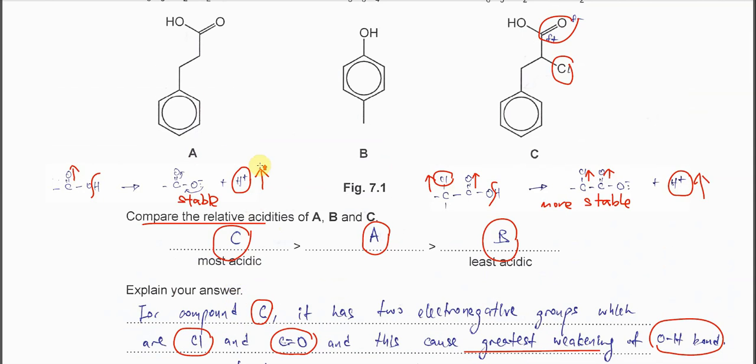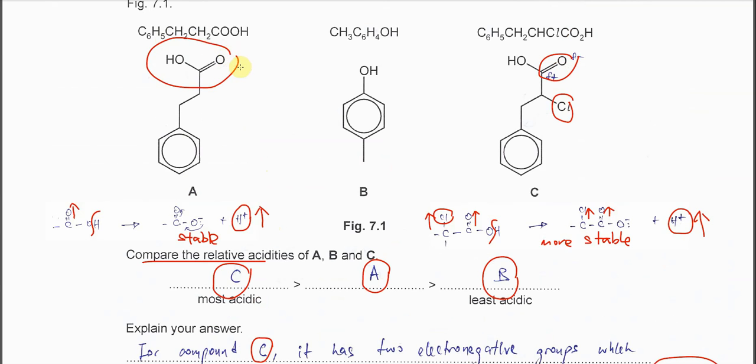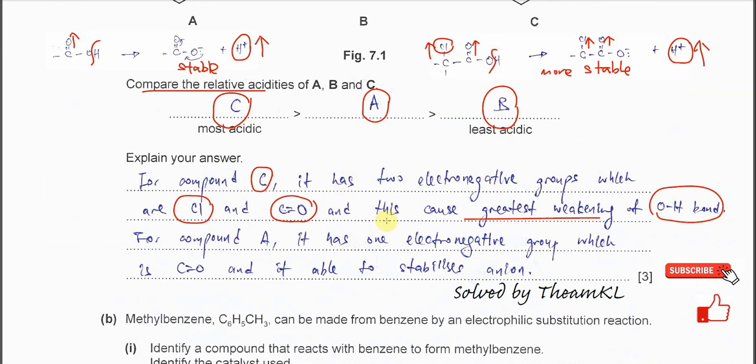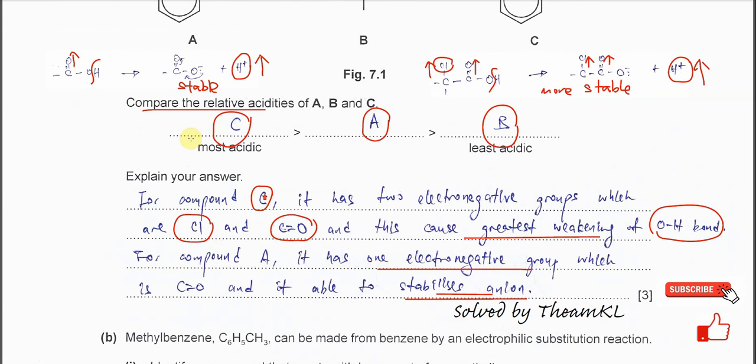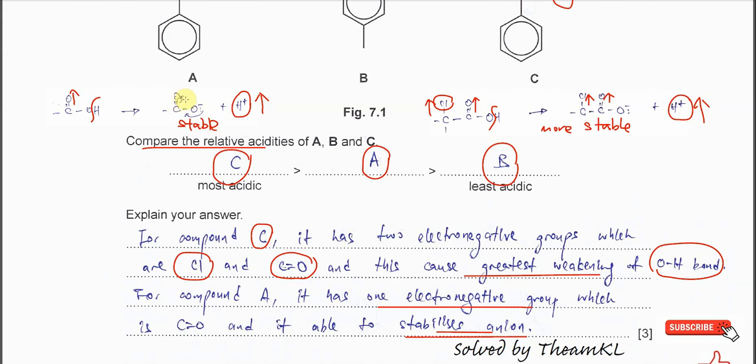For compound A, it has the carboxylic acid, so it has the carbonyl group, and you can explain the electron withdrawing as well. Compound A has one electronegative group, the carbonyl, which is able to stabilize the anion. Stabilizing means it withdraws the electron, and it makes this carboxylate more stable, which means it shares the charge and is less likely to bond with H plus.